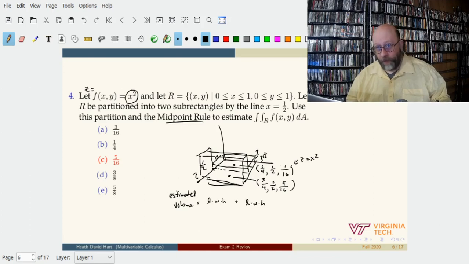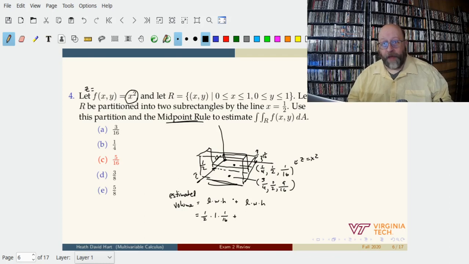Now be careful, these coordinates themselves are not the length, the width, and the height in most cases. The length in the x direction goes from 0 to 1/2, so that's 1/2 for the first box. The width goes from 0 to 1, so that's 1. And the height goes from 0 to 1/16, which is 1/16. That's the height of the first box.